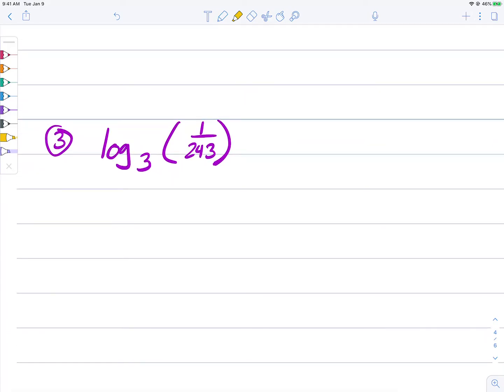Okay, number 3, log base 3 of 1/243. I don't know what it equals, so I'm going to put equals x. If I write that as an exponential, I have 3 to the x power equals 1 over 243. Now, I am going to rewrite this one just to make sure I keep track of everything. And I need to first make that into a base of 3.